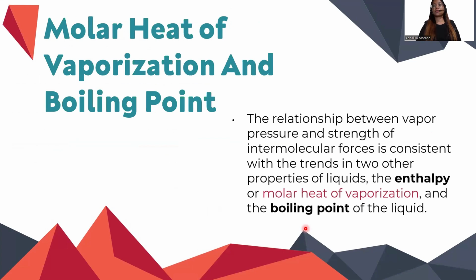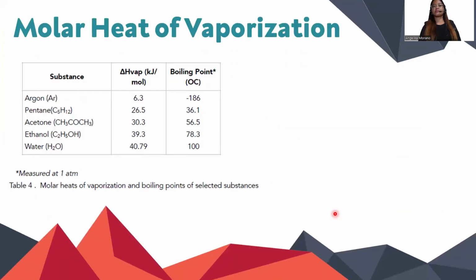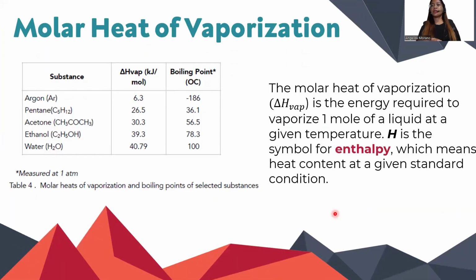So the relationship between your vapor pressure and the strength of intermolecular forces is consistent with the trends in two other properties of liquids. So we have the enthalpy or the molar heat of vaporization. So another term for molar heat of vaporization is enthalpy. So the enthalpy and boiling point of the liquid is somehow related to each other. So why and how? When we say molar heat of vaporization, illustrated with this unit HVAP, it is the energy required to vaporize 1 mole of a liquid at a given temperature para mahimo siyang gas, kumbaga.